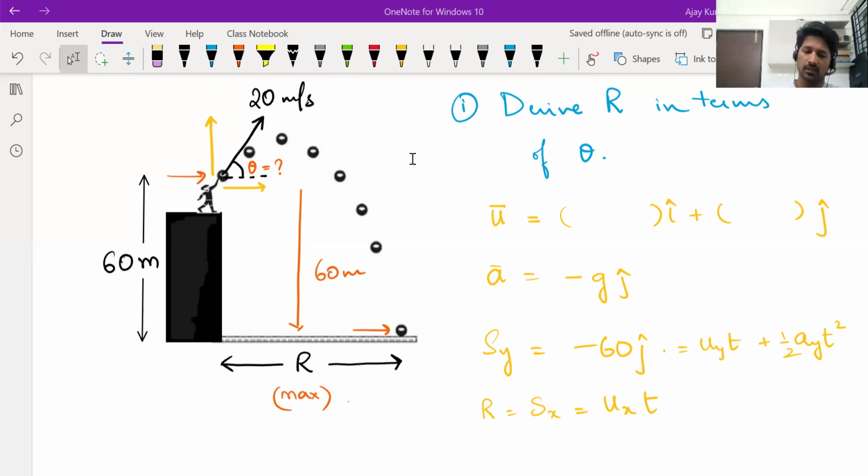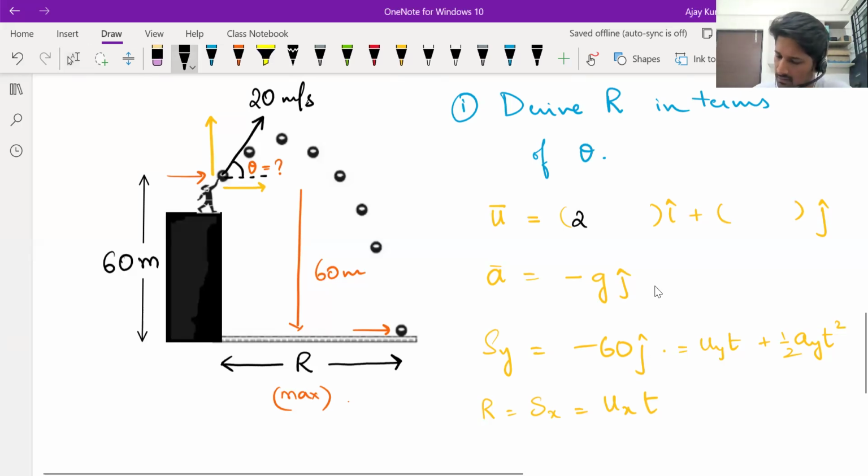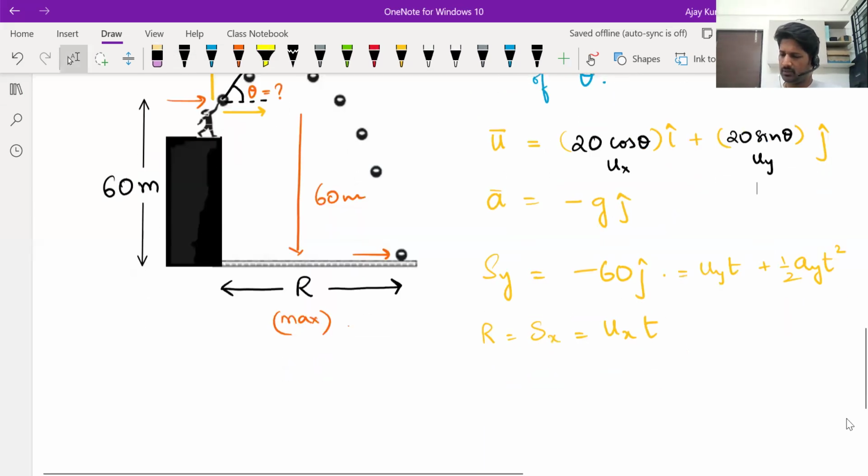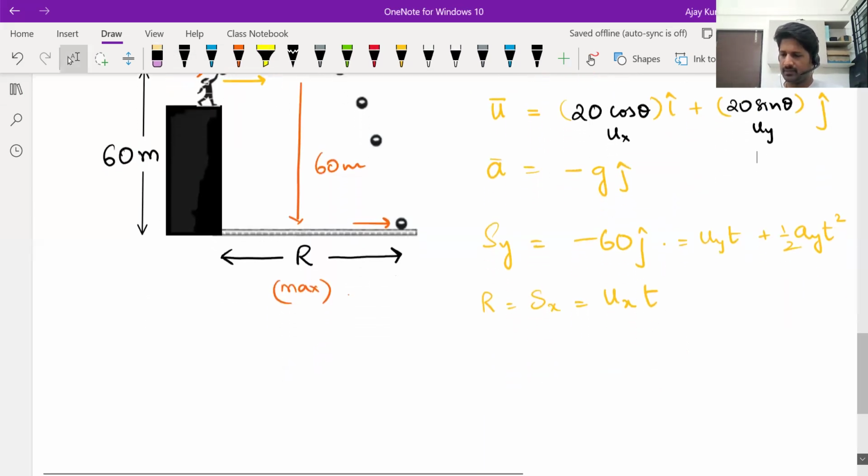Pawan, tell me, how will you write initial velocity as a vector? That's 20 cos theta i cap plus 20 sin theta j cap. Correct. So this is the x component of initial velocity and this is the y component of initial velocity. Acceleration and displacement are known.